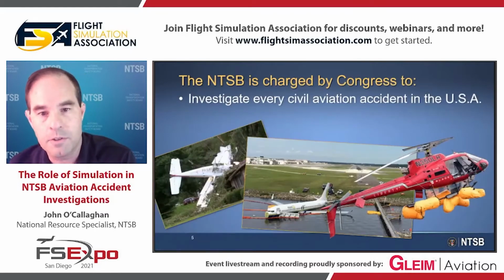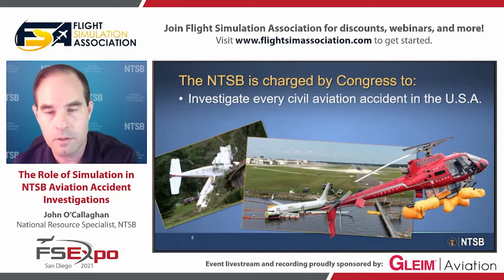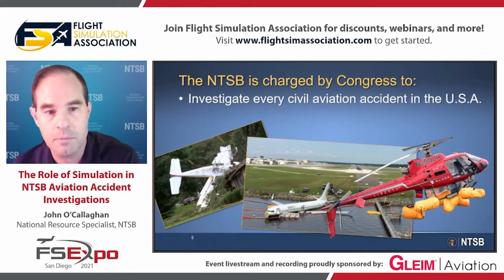The NTSB is charged by Congress to investigate every civil aviation accident in the United States. This includes general aviation, airliners, helicopters, and even home builds. The military investigates their own accidents. In the case of a midair collision between an F-16 and a Cessna 150 that I'll discuss later, both the Air Force and the NTSB conducted separate, independent investigations, since both military and civilian aircraft were involved.